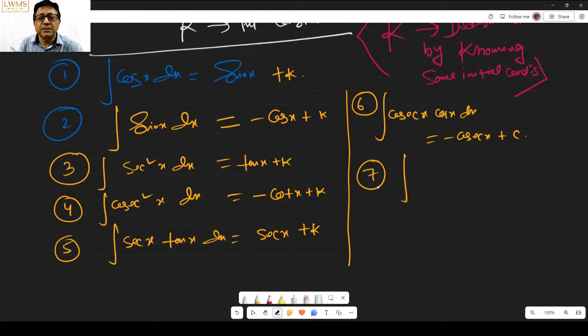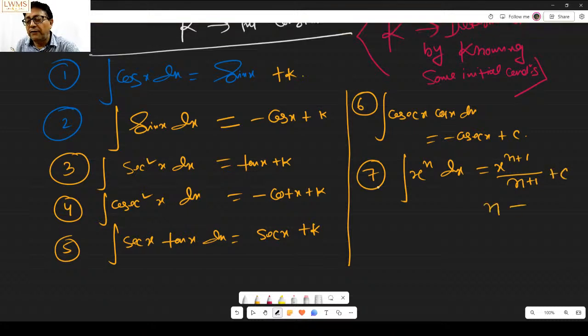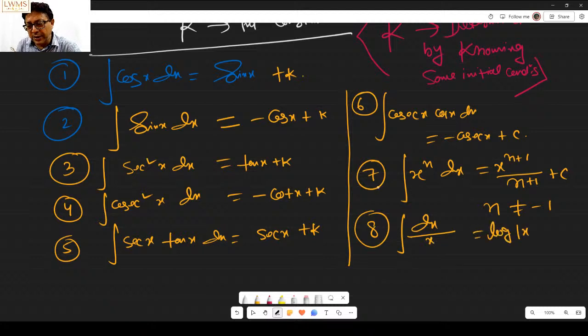Then all these 6 formulas are related to trigonometry. Now algebraic: integration of x to the power n dx is x to the power n plus 1 by n plus 1 plus c, and the formula is valid for n not equal to minus 1. If minus 1 is there, this will be log x base e. Okay.